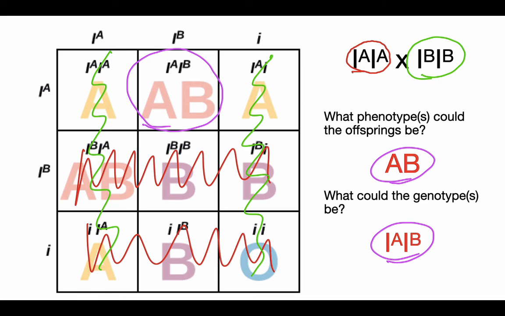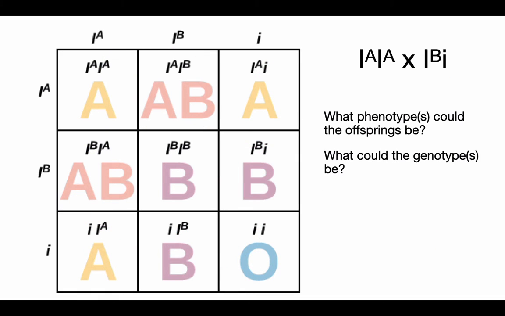Let's try another problem. Problem number 2. What would your offspring be? The phenotype and the genotype of the offspring, what could they be? There could be more than one. Of a big IA crossed with a big IB, little i. Go ahead and answer that. And let's take a look at possible answers.